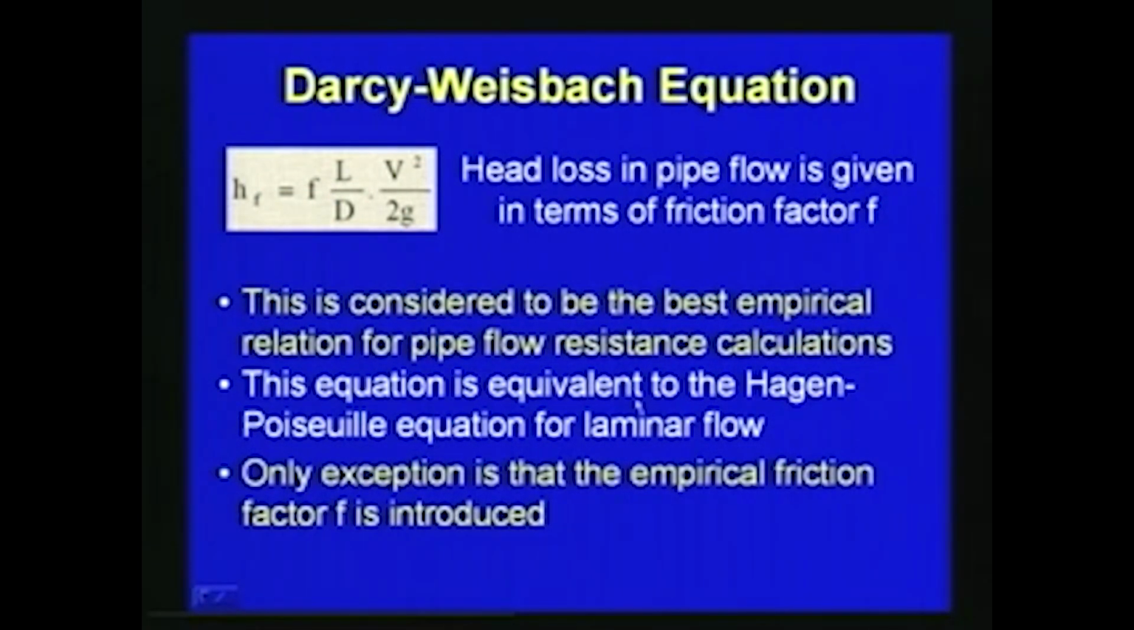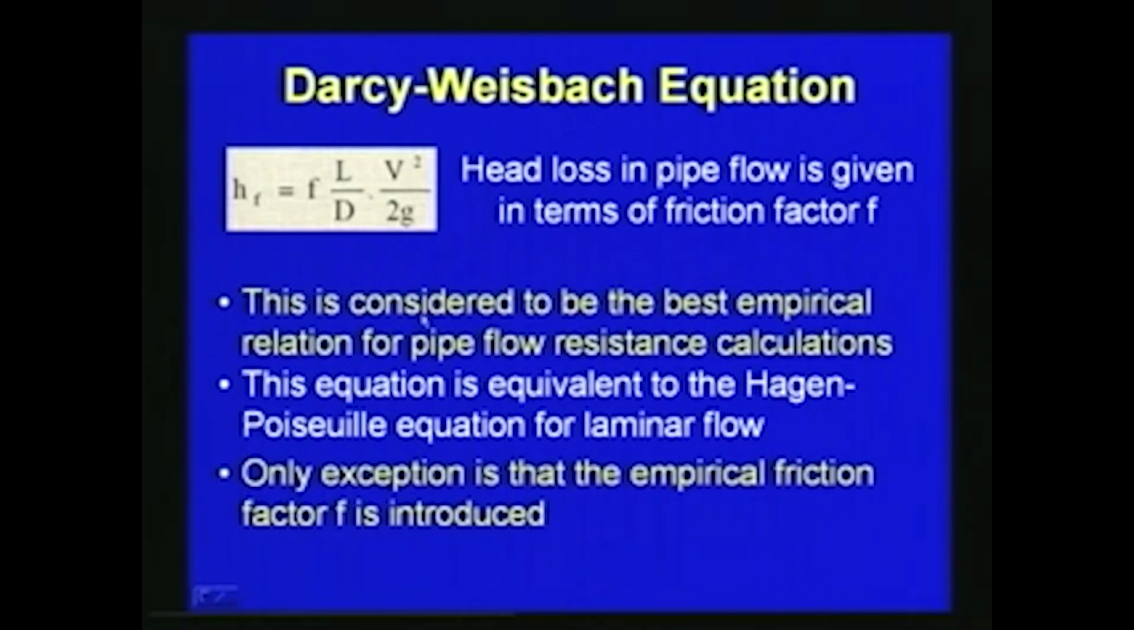So, in most pipe flow systems, we have to calculate the head loss with respect to friction. So, the Darcy-Weisbach equation is one of the most commonly used equations as far as head loss is considered, and this equation is equivalent to the Hagen-Poiseuille equation for laminar flow as we have shown in the last slide. The only exception is that the empirical friction factor F is introduced here. So, you can see this empirical friction factor is one of the important aspects as far as the Darcy-Weisbach equation is considered.